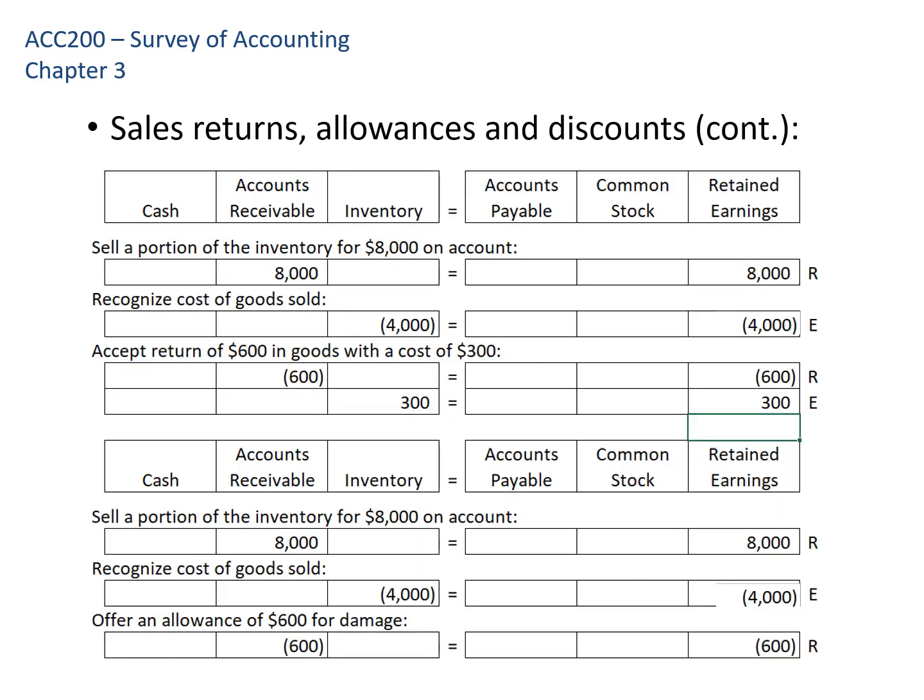So in this example, the top set of transactions here is the same $8,000 sale of $4,000 worth of goods, and we ask the customer to please ship $600 worth of the goods back to us. Those goods cost us $300. So when we do that, we reduce accounts receivable.